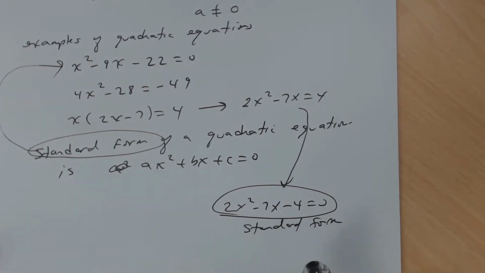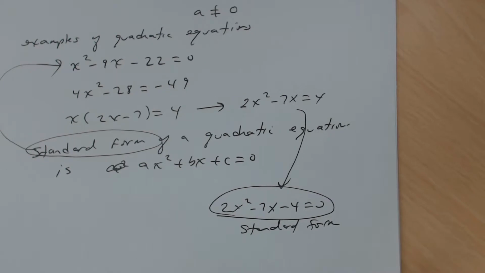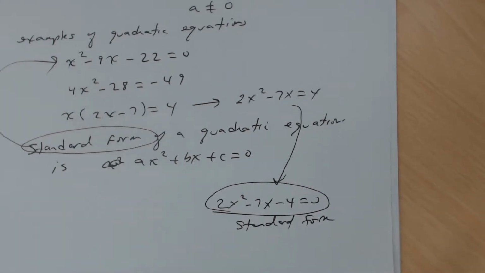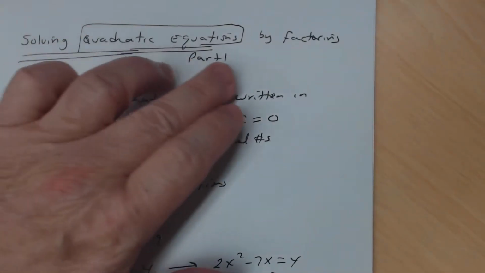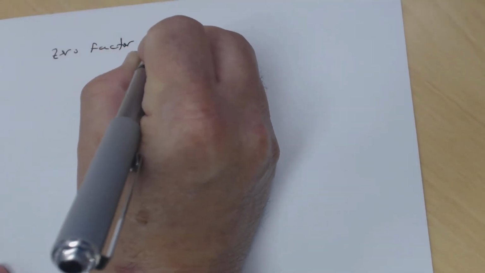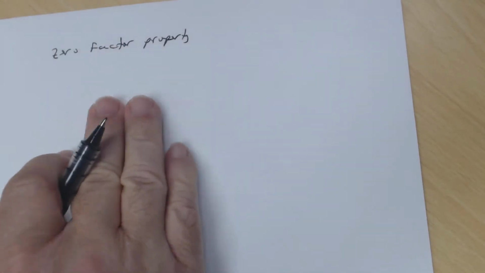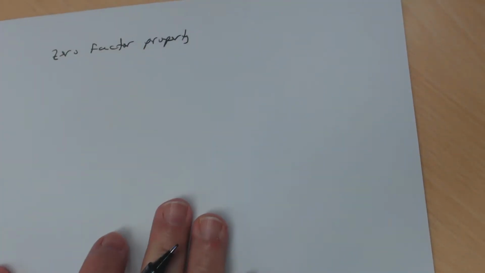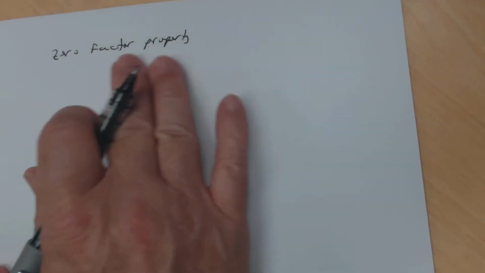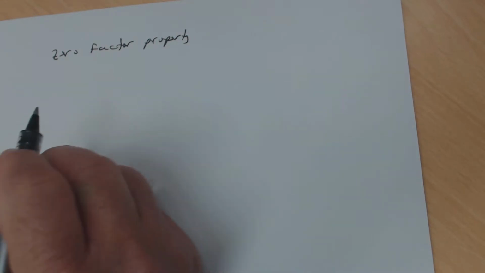Okay? All right. Now, here's something else that's going to be important when you're solving a quadratic equation by factoring. This concept is called the zero factor property. So you're going to notice as we solve these quadratic equations by factoring, we're going to use the words zero factor property. Okay, so that says this.